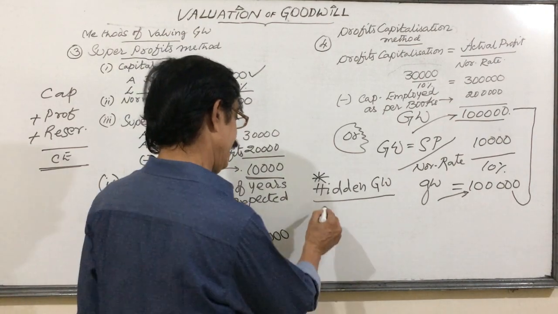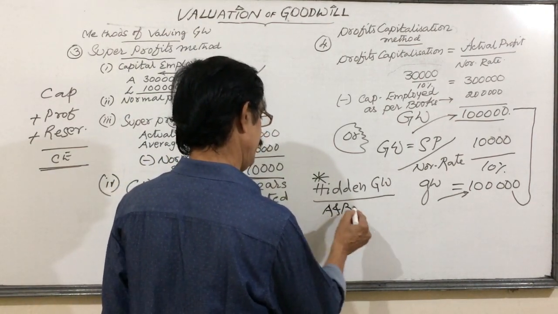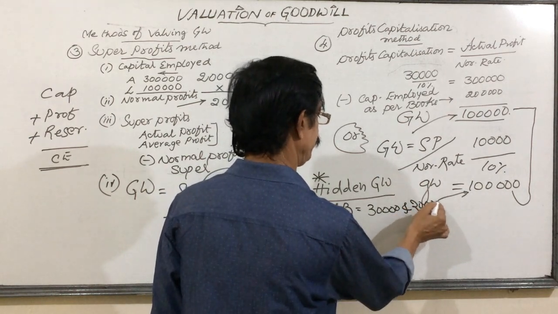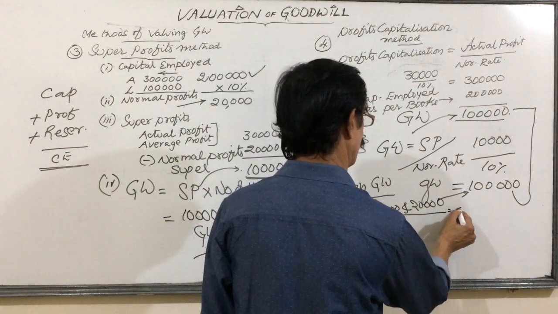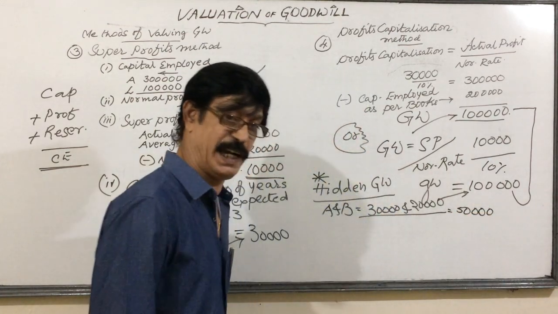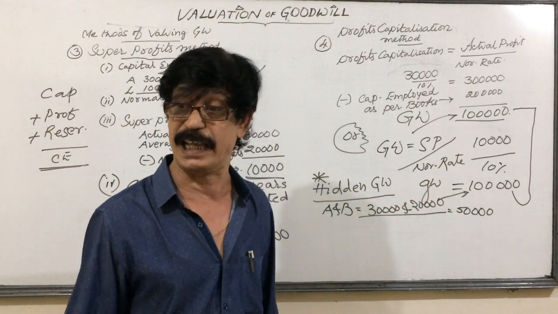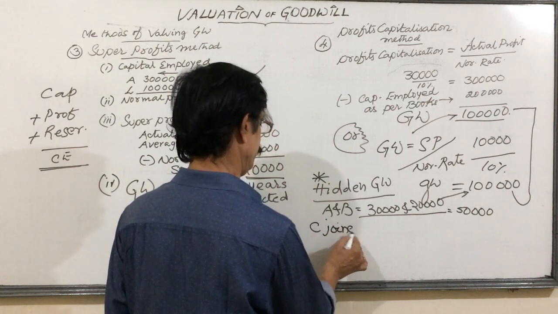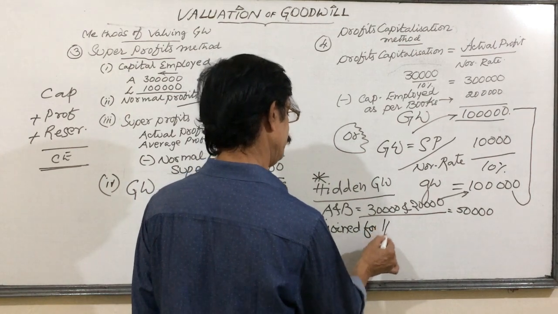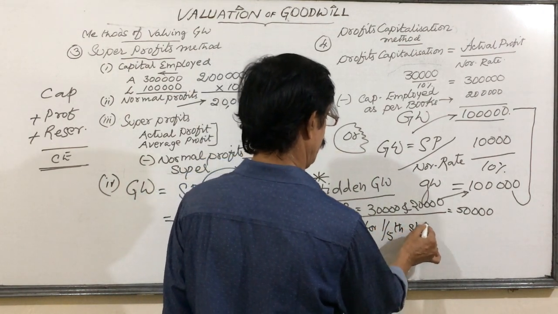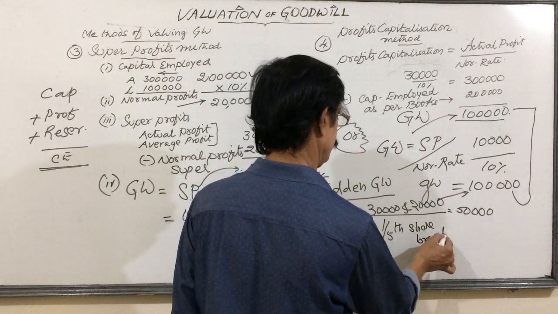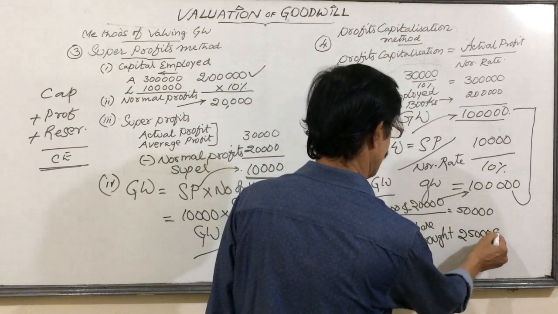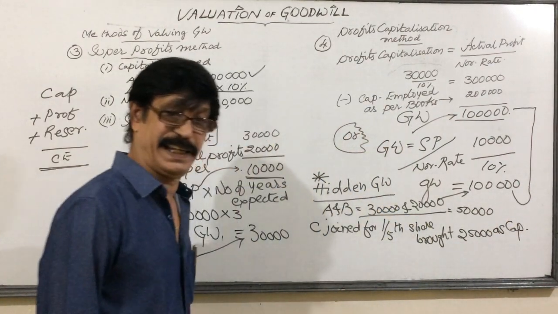Hidden goodwill. A and B partners are there. Their capitals are 30,000 and 20,000. That is equal to 50,000, the total capital of A and B. C joined for 1/5 share and brought $25,000 as capital.